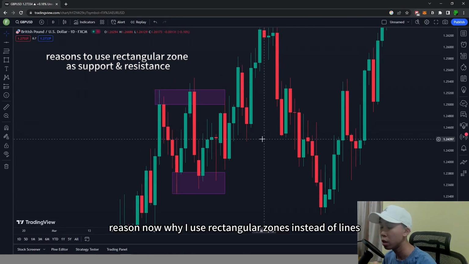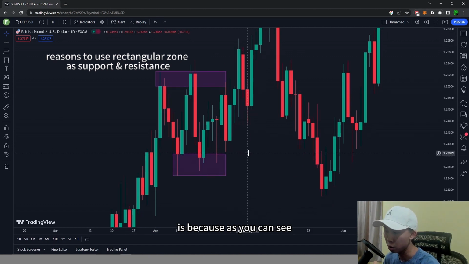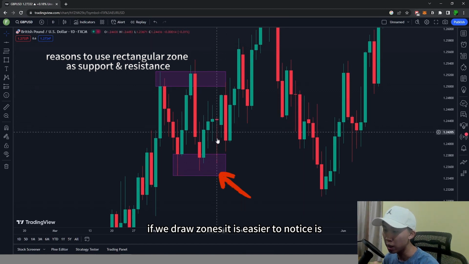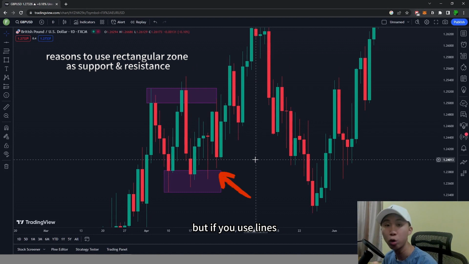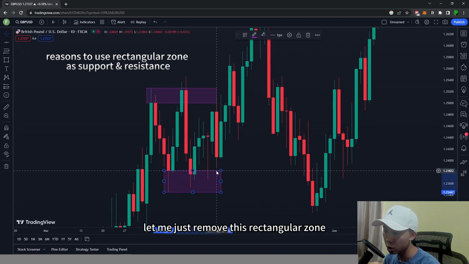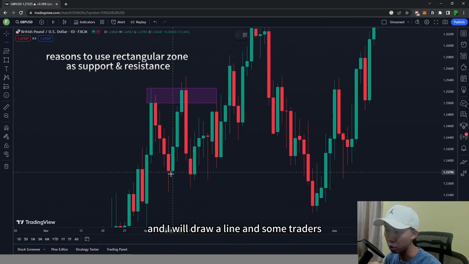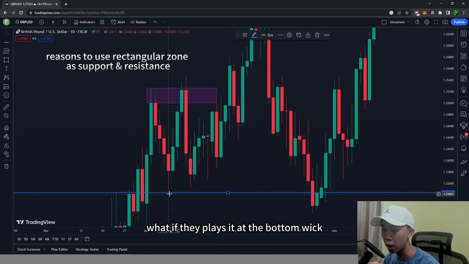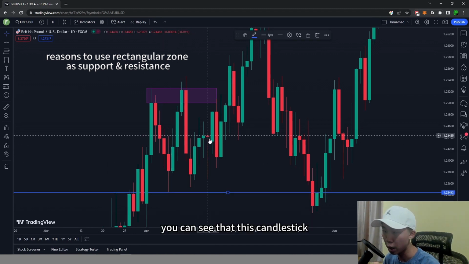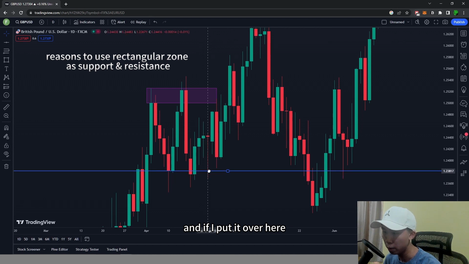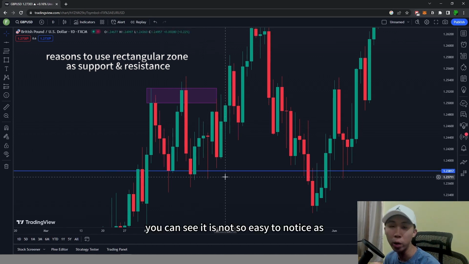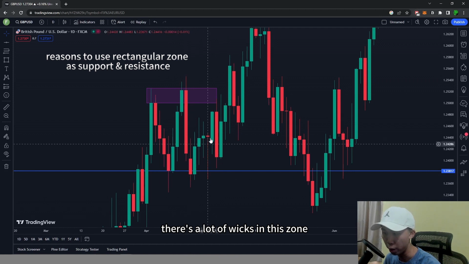The next reason why I use rectangular zones instead of lines is because, as you can see, if we draw zones, it is easier to notice if price comes back into the zone. But if you use lines, let me just remove this rectangular zone and I will draw a line. Some traders, what if they place it at the bottom wick? You can see that this candlestick actually did not touch the support, therefore no potential entry. And if I put it over here, it is not so easy to notice as there's a lot of wicks in this zone.